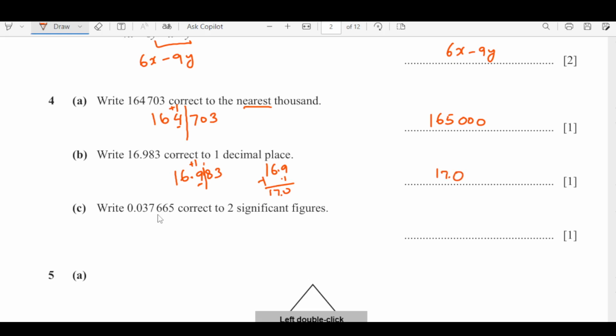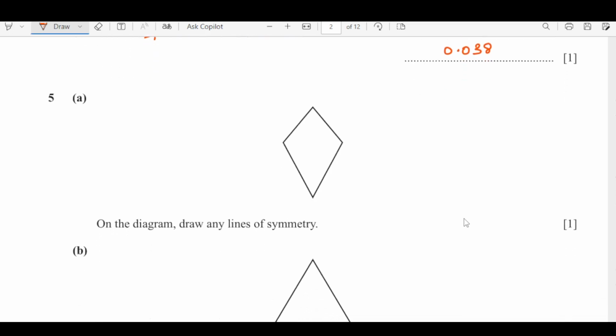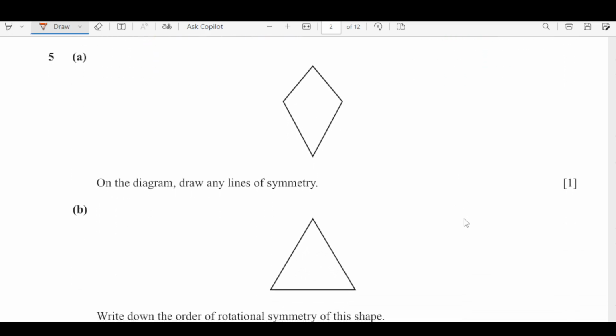Two significant figures are going to be here. So this number 6 is greater than 5, so we are going to add 1 over here. So this will be 0.038.